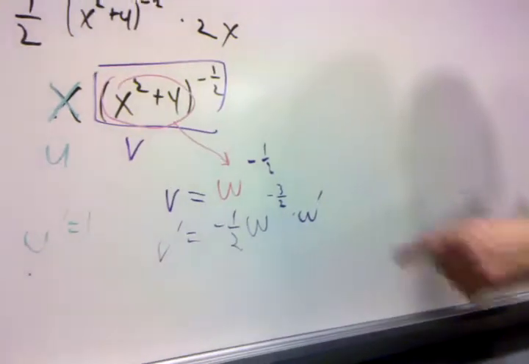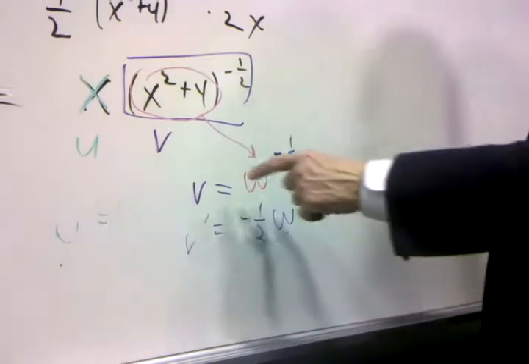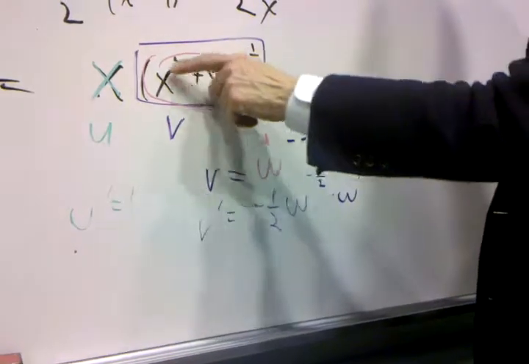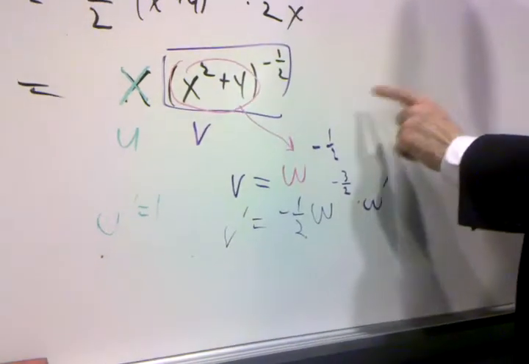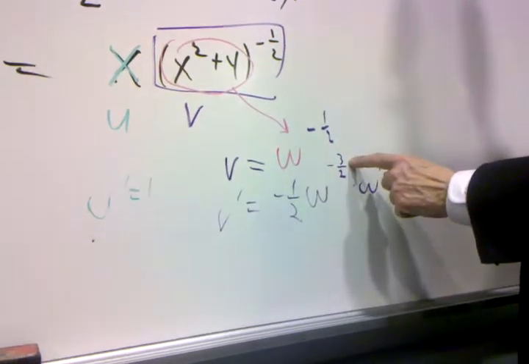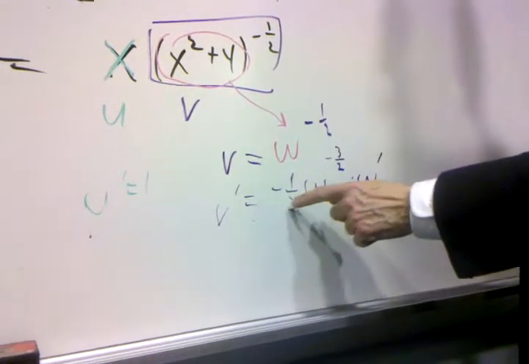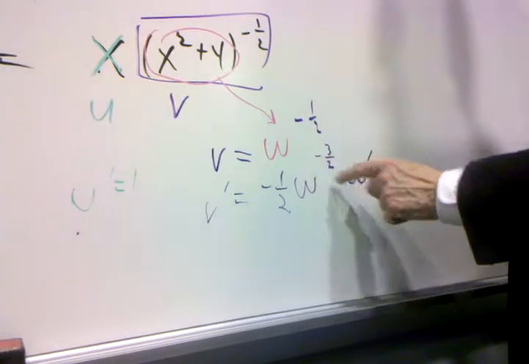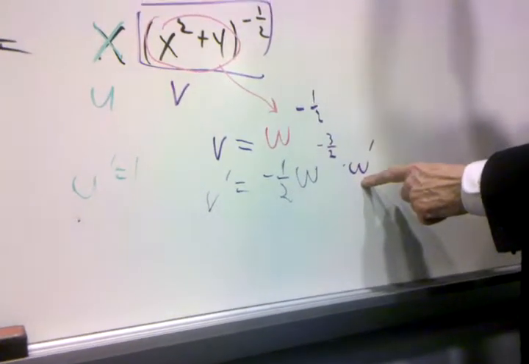We're now going to find v prime. V was w, this is the pink here, x squared plus 4 to the minus a half. Take the derivative, we put the minus a half in front, and we subtract 1 from the exponent. So v prime is minus a half, w to the minus 3 halves, times w prime.